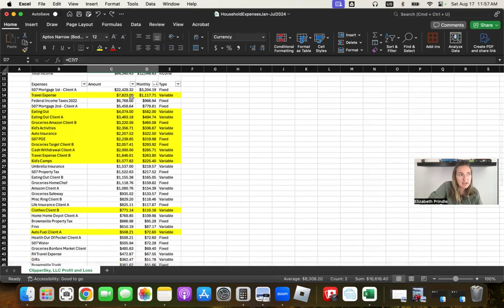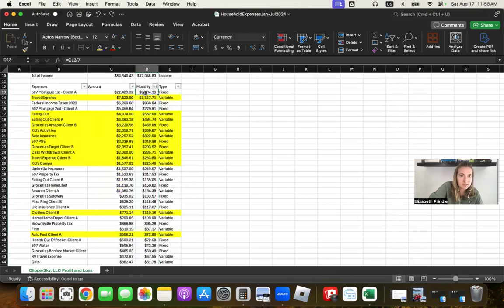So they have been tracking all of their expenses. And it just so happens that when you track through July 31st, you have 7 months of data. So if you take the total column and divide it by 7 months.